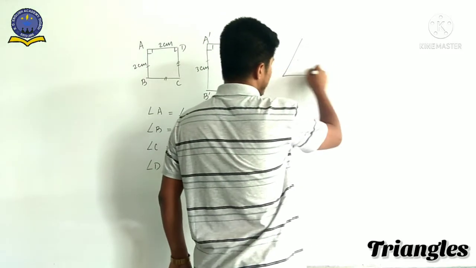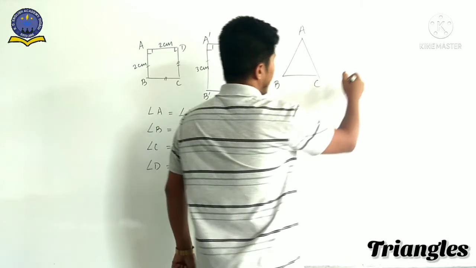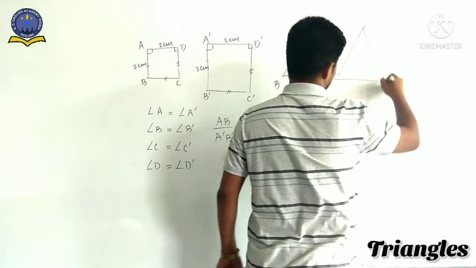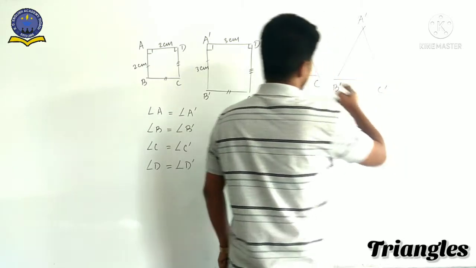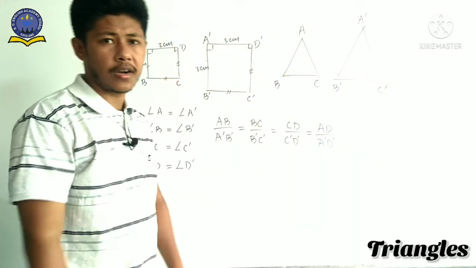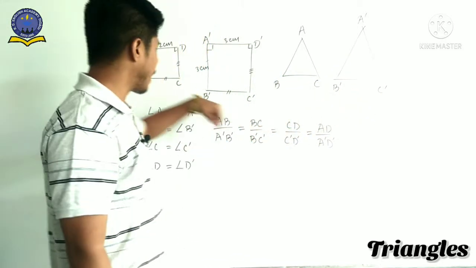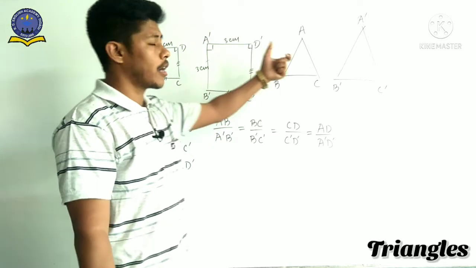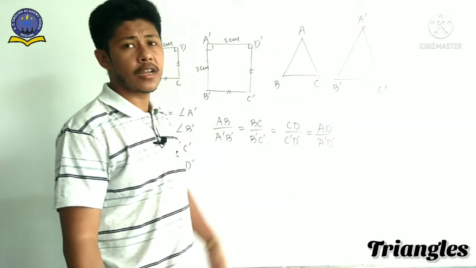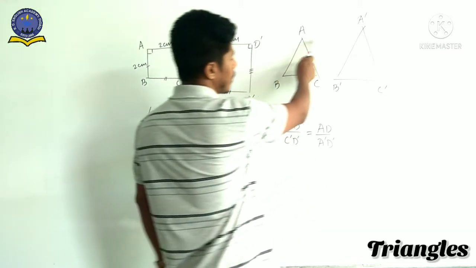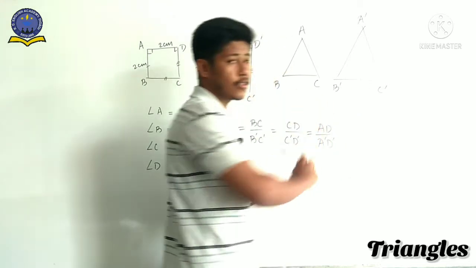Suppose we consider a triangle ABC, as well as another triangle, A dash B dash C dash. For example, these two triangles are similar. According to our property, if these two triangles are similar, their corresponding angles are equal. That means angle A is equal to A dash, B is equal to B dash, and C is equal to C dash.